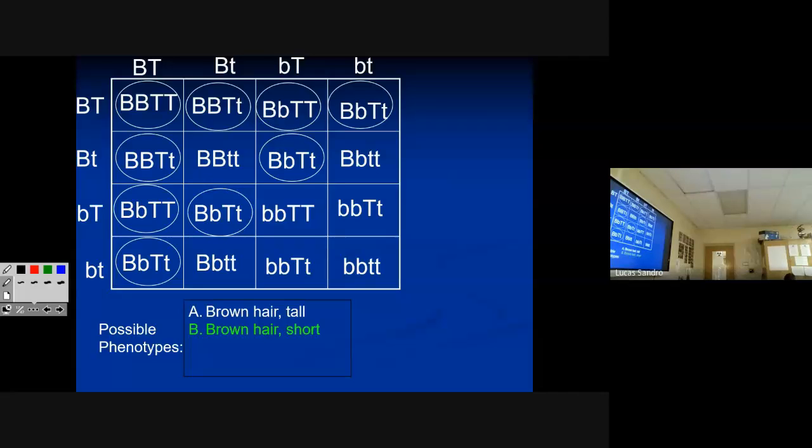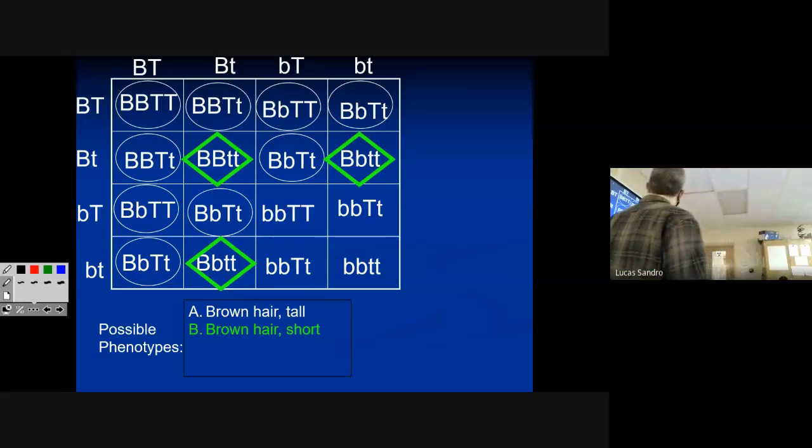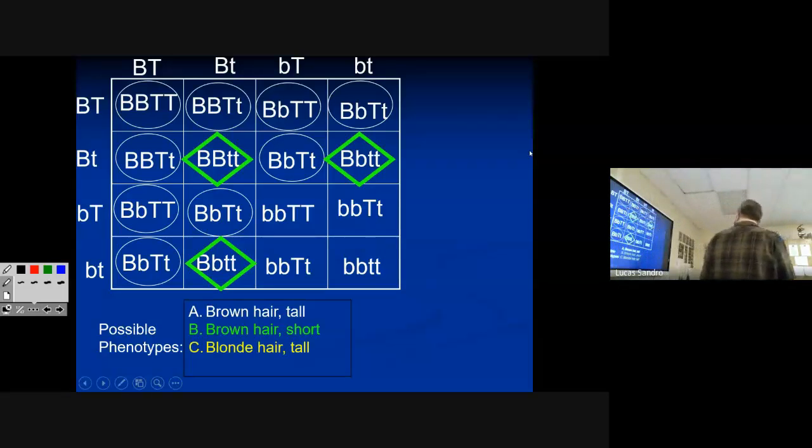How many did you find? 3. Another triangle too, right? 1, 2, and 3. Good. Let's put a square around the blonde tall ones. That is 2 little B's, but at least one big T.